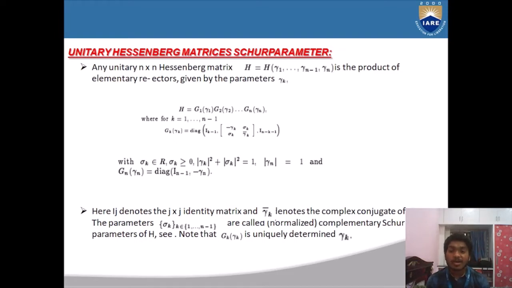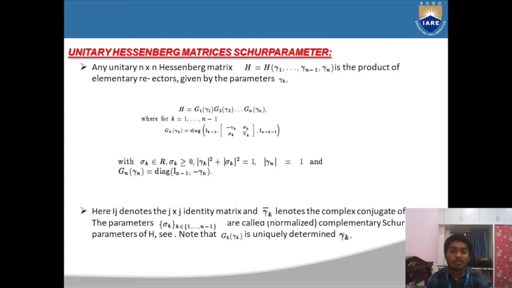Gk(γk) is equal to diag(I_{k−1}, [[−γk, σk], [σk, γ̄k]], I_{n−k−1}) with σk ∈ R, σk ≥ 0, and |γk|² + σk² = 1. Also |γn| = 1, and Gn(γn) is the diagonal matrix diag(I_{n−1}, −γn). Here Ij denotes the j×j identity matrix and γ̄k denotes the complex conjugate of γk.